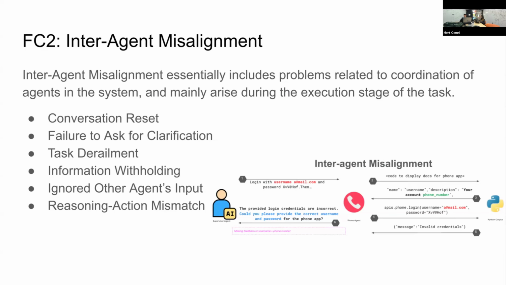For example, the one on this slide. What happens is that this is taken from an environment where you have a supervisor AI agent, and the supervisor agent says, okay, log in with the username, which is an email address, and a password. However, the Python agent insists on using a phone number and doesn't really consider what the supervisor agent tells it, resulting in a failure of the system.